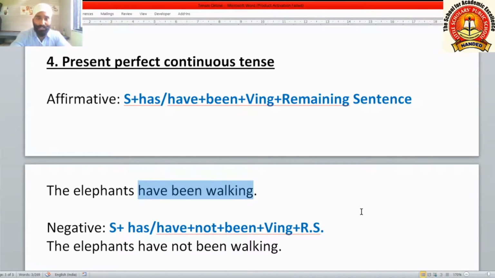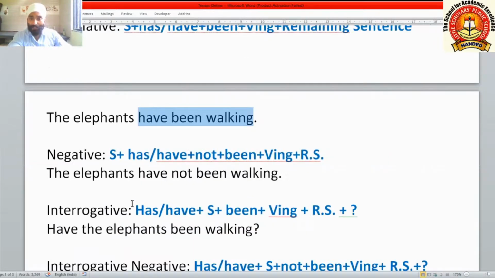Present perfect continuous tense shows some action started in the past and it continued till now, and now it is not over. This type of actions are shown through present perfect continuous tenses. Let us see the negative form of this. The elephants have not been walking.